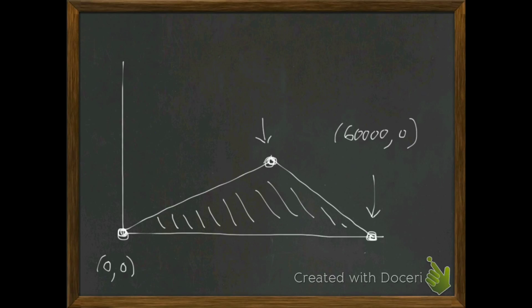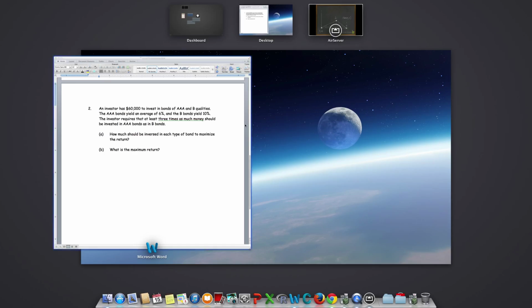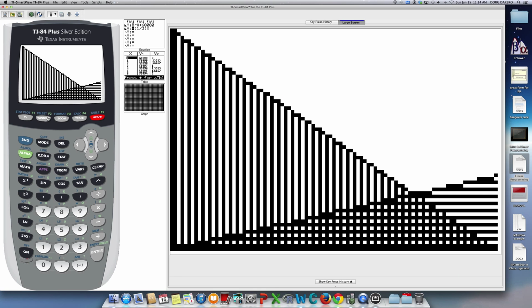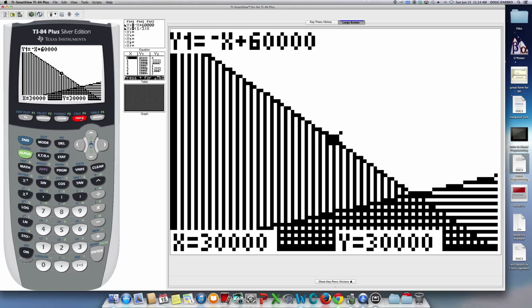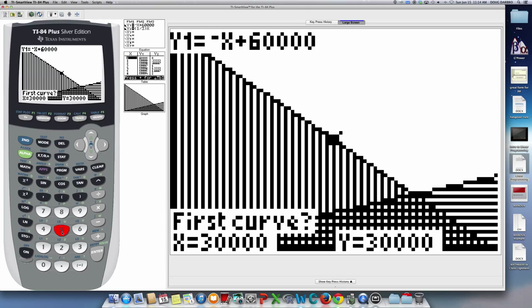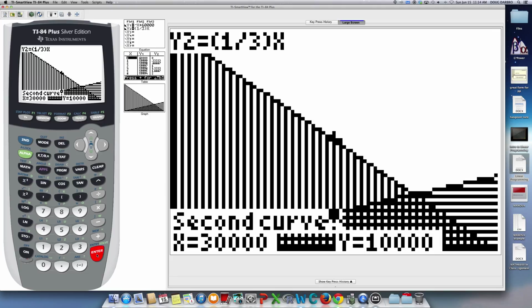So we need to find this one, and it's going to be easiest to let the calculator do that. So let's go back to the calculator. Just like before, we'll go second, Calc, second, Calc, number 5. First curve, hit enter. Second curve, hit enter.